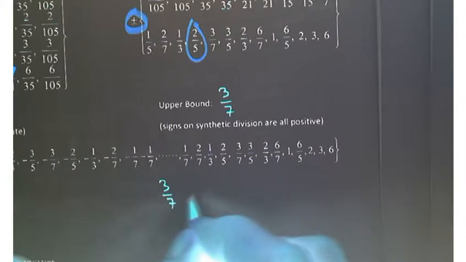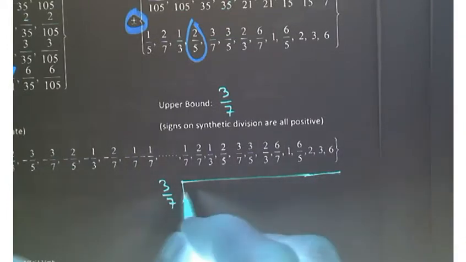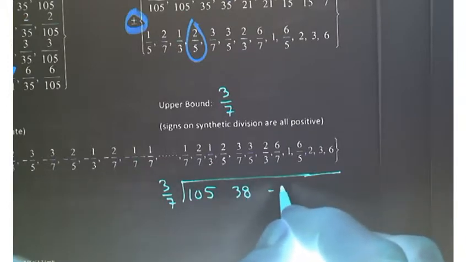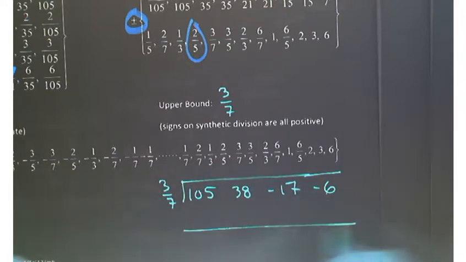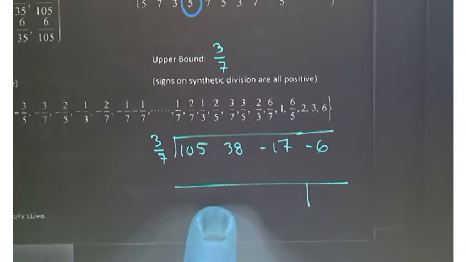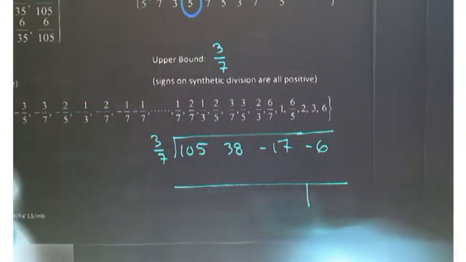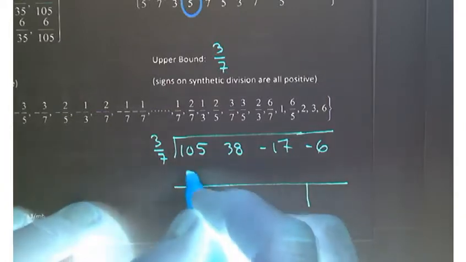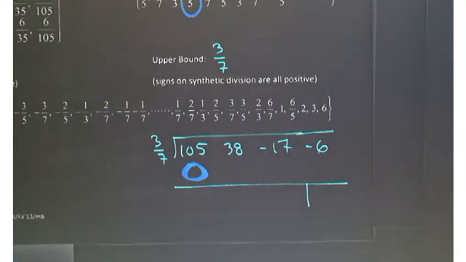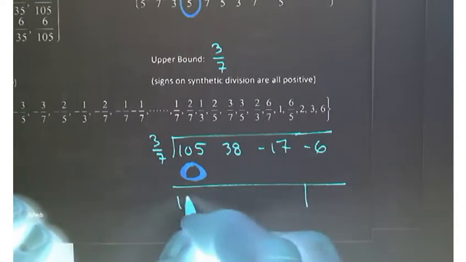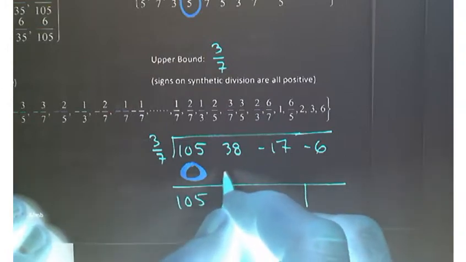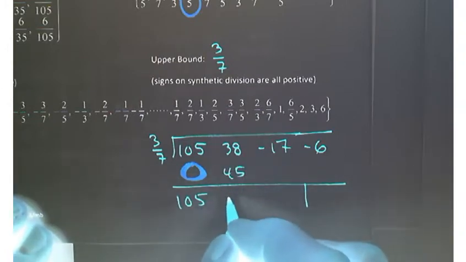But if I'm thinking that 3/7 is a root, I should check it by synthetic division. So it'd be 105, 38, negative 17, and negative 6. If this is a root, then what should this number be here when I get all the way down to the end? Should be 0. Now, synthetic division starts out with a 0. And you add going down. 105 and 0 gives me 105. Multiply gives me 45. And then add gives me 83.